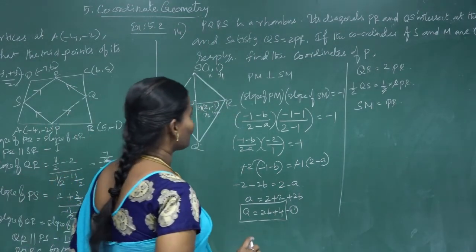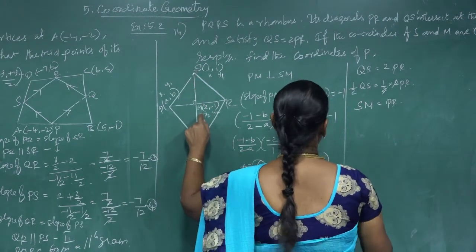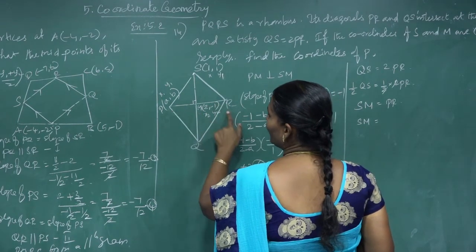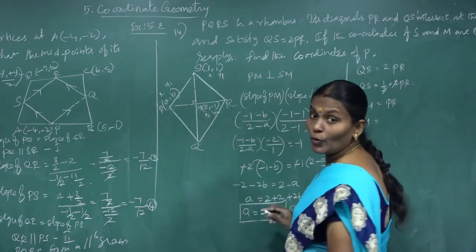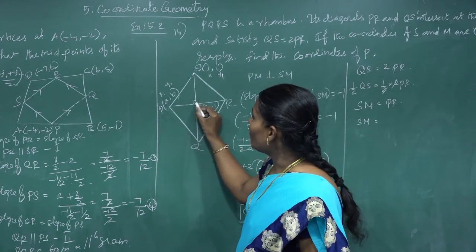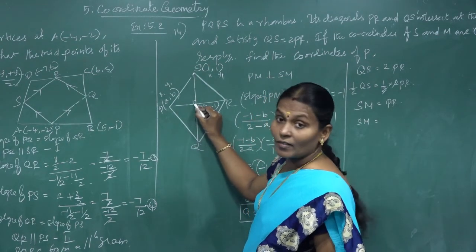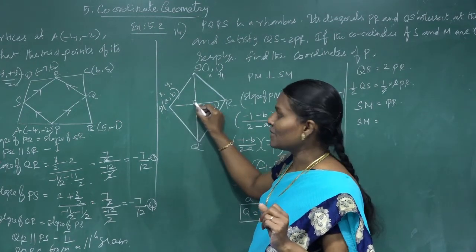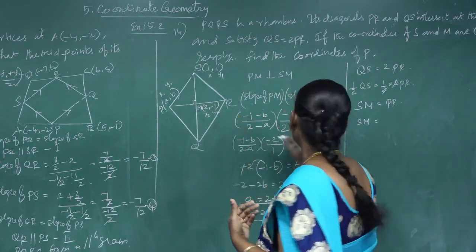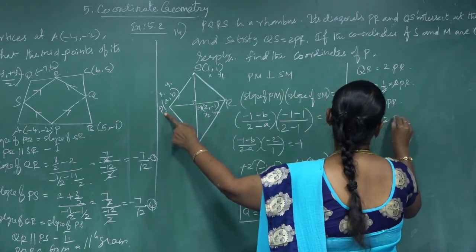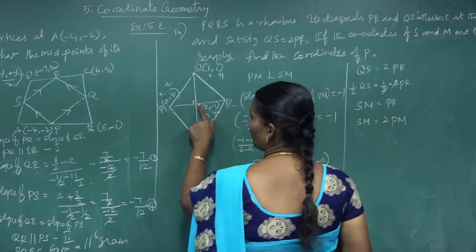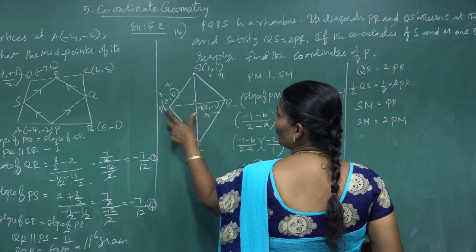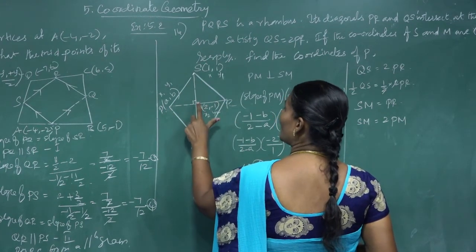Now see SM. Here PR, can we write 2 PM? 2 PM, because twice the half of that is equal to 1, isn't it? So twice PM is equal to PR. So you consider PR is 2 PM, because M is a midpoint. So these two are equal halves. So PR is equal to 2 times PM.